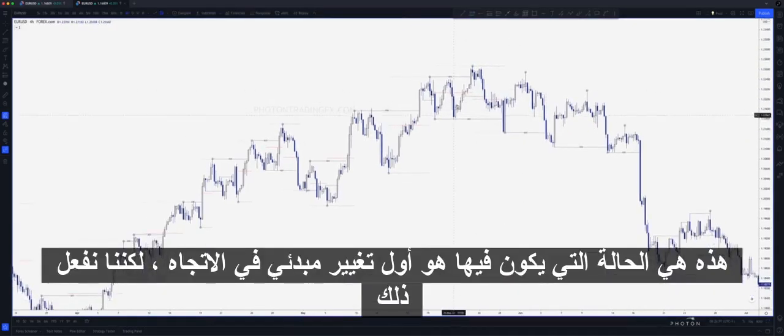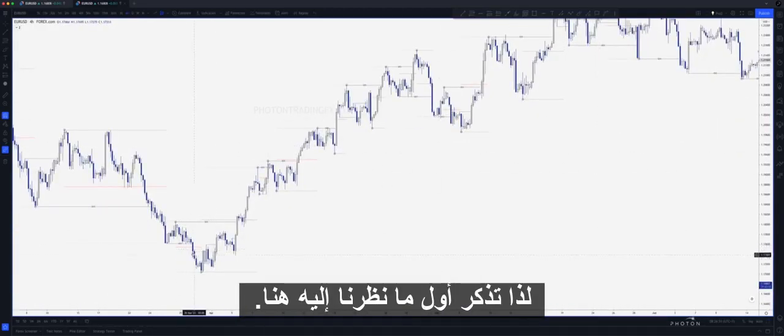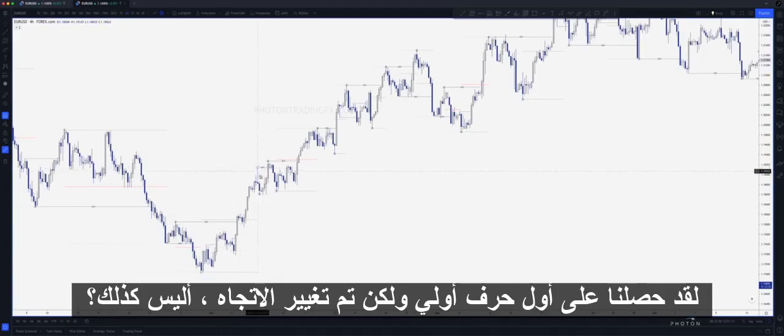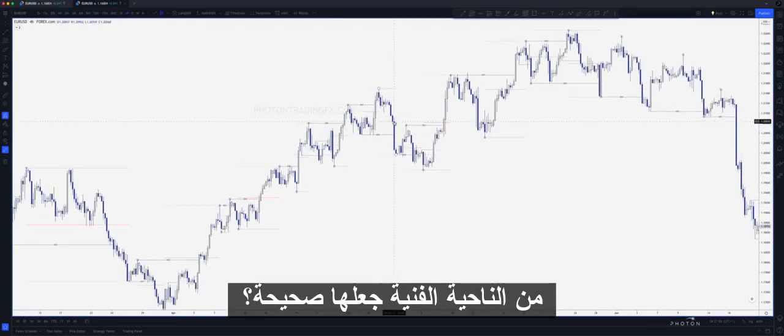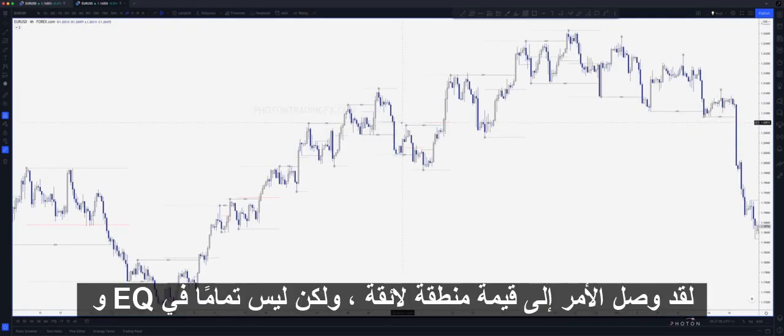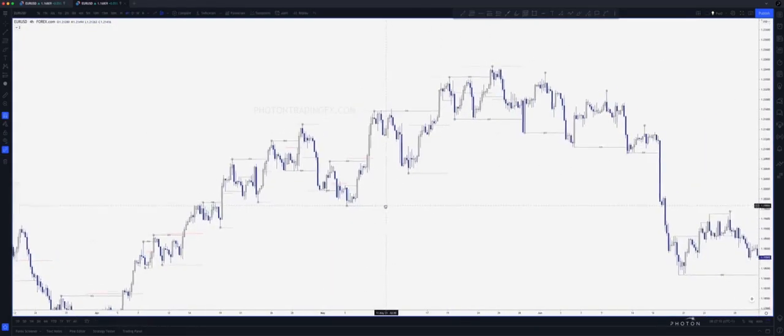Now this is a case where it is the first initial trend change, but we do pull back up into the premium. So remember the first one we looked at here, where we got that first initial bullish trend change, price didn't come back down. Then we got that first initial bearish trend change here. Price didn't technically make it. It came up to a decent area of value, but not quite into the EQ and the premium, which is ideally what we'd want to see.